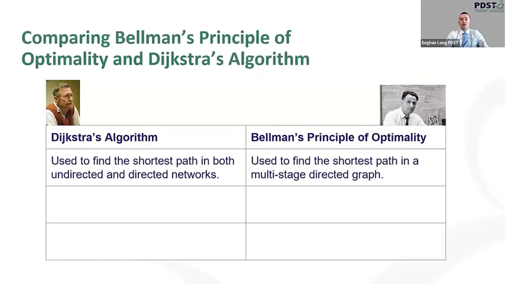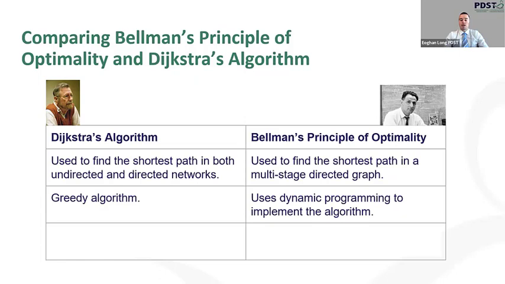From there, having gone through the previous problem, we might compare and contrast Bellman's principle of optimality and Dijkstra's algorithm. In Leaving Certificate Applied Maths, they are both used to find the shortest path, but Dijkstra's is used in both undirected and directed networks, while Bellman's is used in a multi-stage directed graph like what we saw a moment ago. Dijkstra's can be used in graphs that aren't in distinct stages.